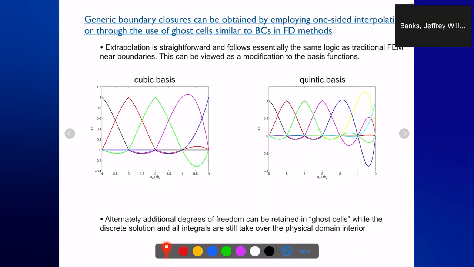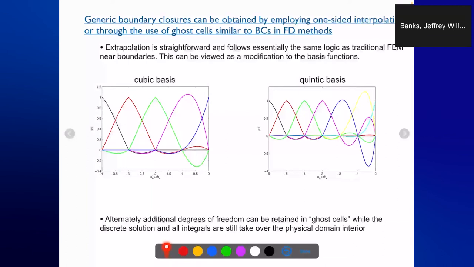The other way you could think is that you sort of close the system exactly like a finite element does with one-sided interpolation. Okay. So near the boundary, whenever the basis functions start to go beyond the boundary, I redo the polynomial interpolant that underlies this method, and I sort of use one-sided interpolation instead.